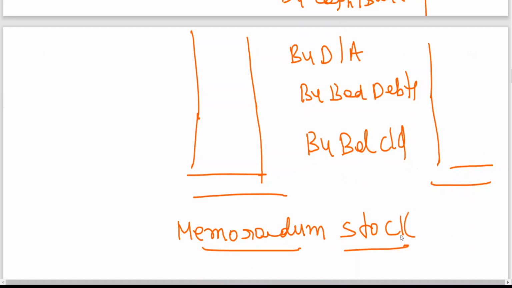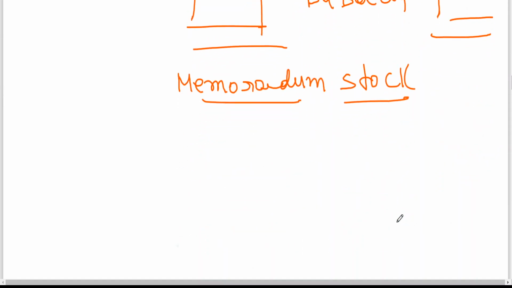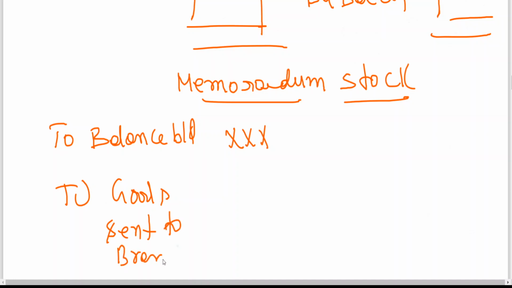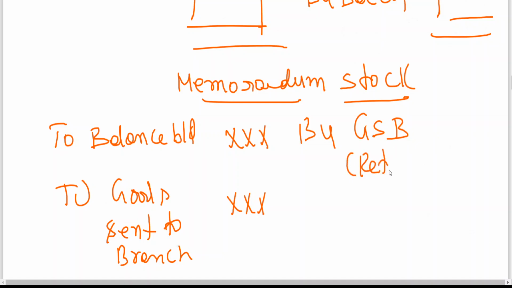Now I'm also using the term memorandum stock account, as while explaining single entry insurance claims. I told you the difference between trading account and stock account. In stock account, everything is at cost price. In department accounts also we'll learn to balance brought down. All inflows to branch will be recorded here. All outflows of branch will be recorded on the credit side. So goods sent to branch. Inflows to branch will be debited. Outflows: shall I use GSP, goods sent to branch, brackets returns.